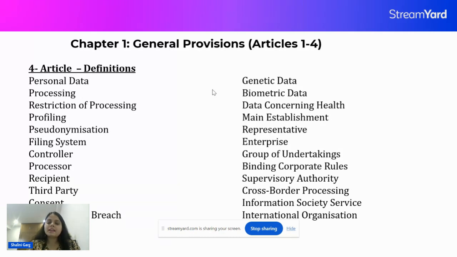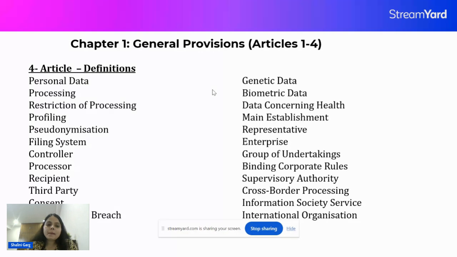It should be informed: a company which is processing my data should inform me in advance that, okay Shalini, I'm going to process your data for that purpose, and for that purpose only you are giving me the consent. So it should be informed, and an unambiguous indication of the data subject's wishes. So anything which is ambiguous, for example, if I say, I can give my data, but I'm not sure, this is an ambiguous indication, and it should not be taken as freely given consent. So this is not good consent, and this is not valid consent as well.